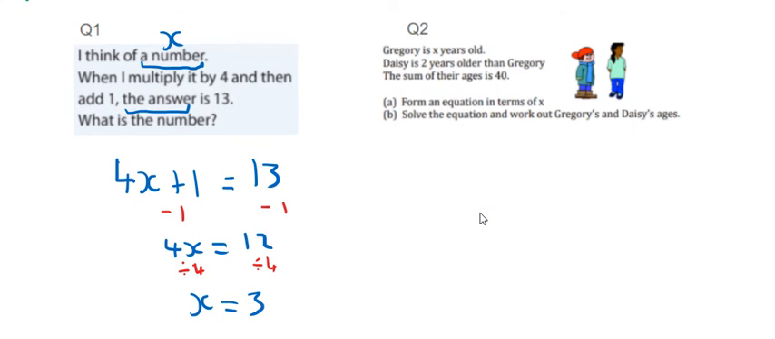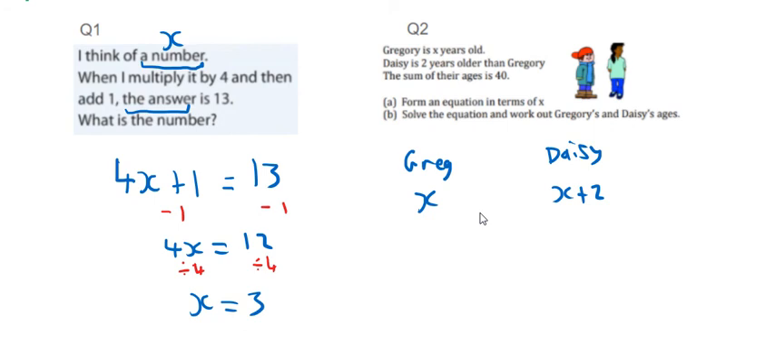Second one: Gregory is x years old. Daisy is 2 years older than Gregory. So Gregory, or just say Greg, is x anyway. Daisy then is 2 years older, which would be 2 years more than x, so really it's going to be x plus 2. So you need to see that if Greg is x, then Daisy is x plus 2.